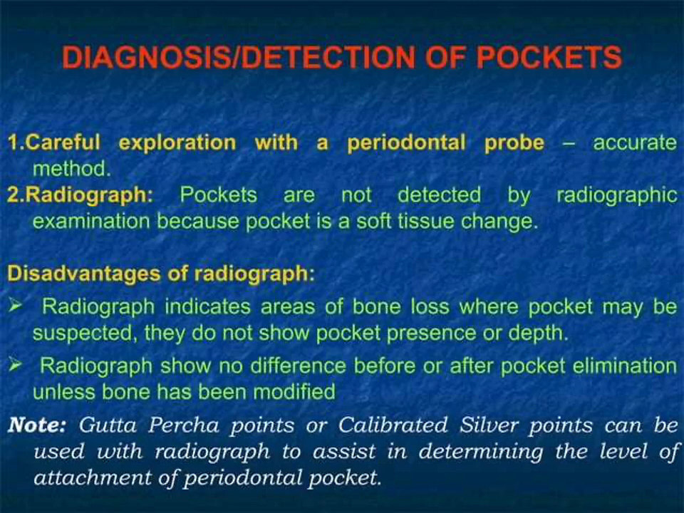Diagnosis of pocket: careful exploration with the periodontal probe and radiographs. The drawbacks of radiographs: they indicate areas of bone loss where a pocket may be suspected. They do not show pocket presence or depth. Radiographs show no difference before or after pocket elimination unless bone has been modified. Gutta-percha points or calibrated silver points can be used with radiographs to assist in determining the level of attachment of the periodontal pocket.